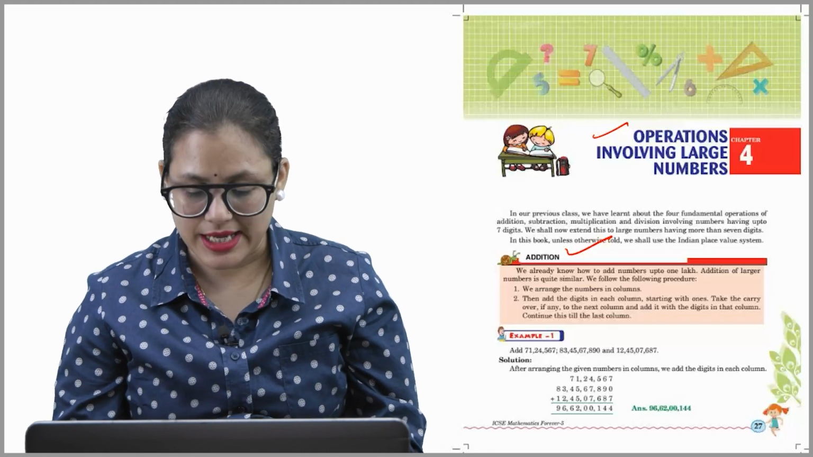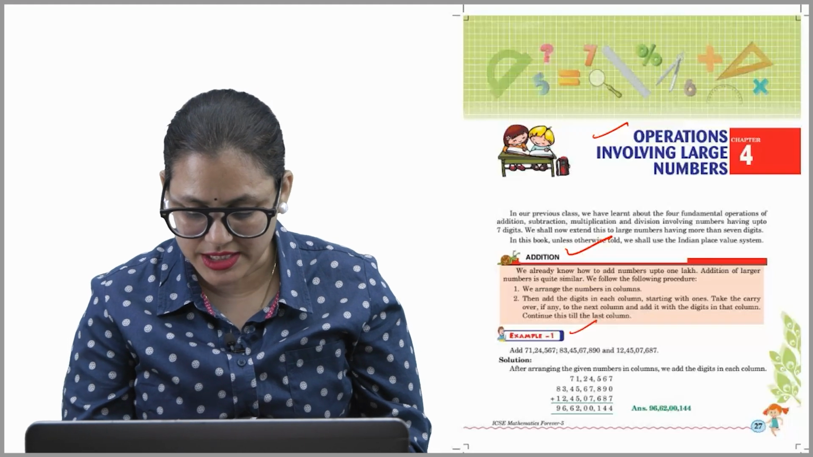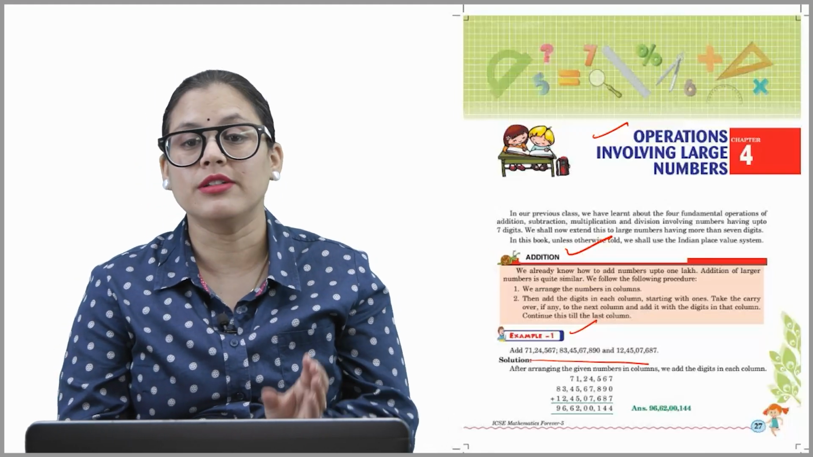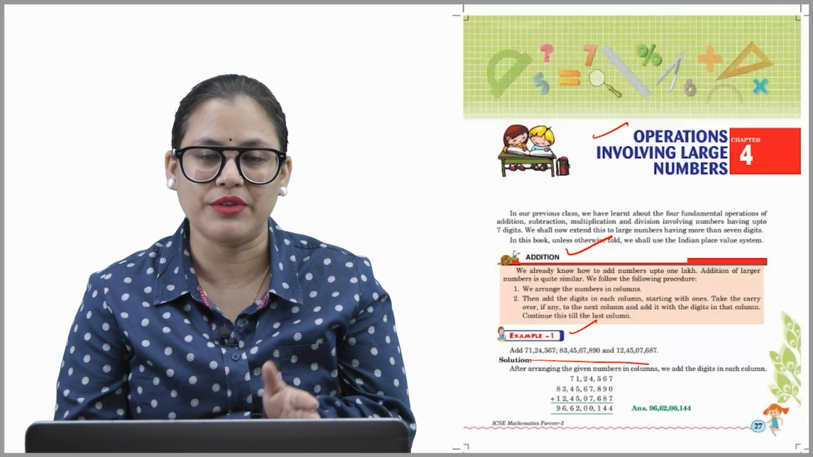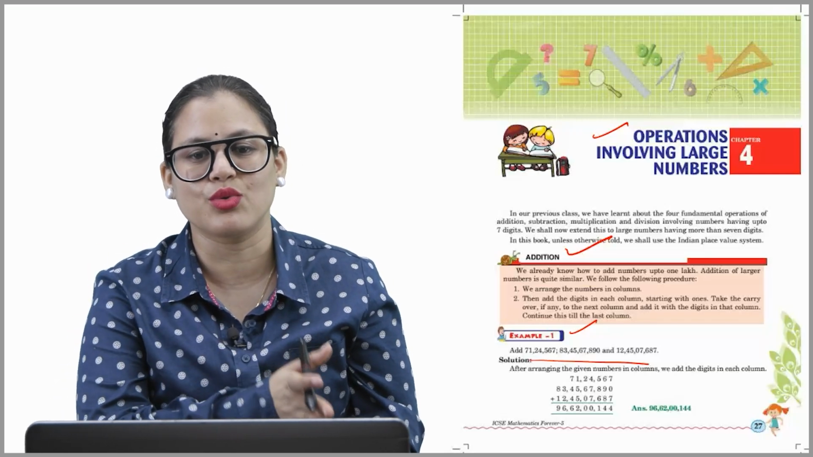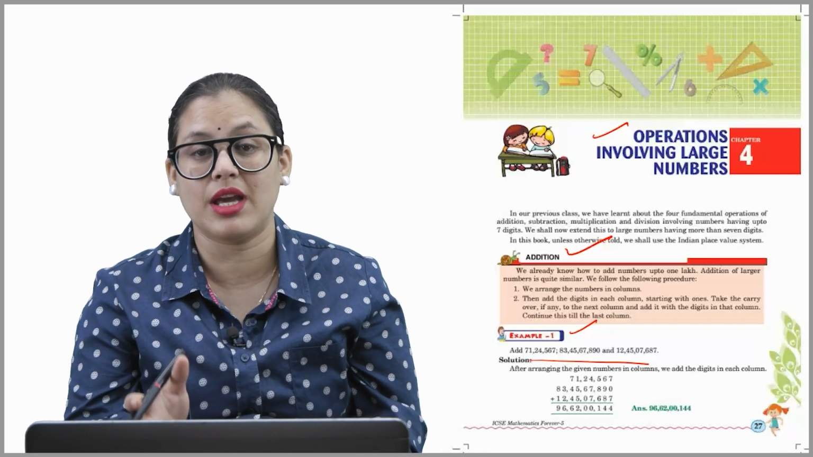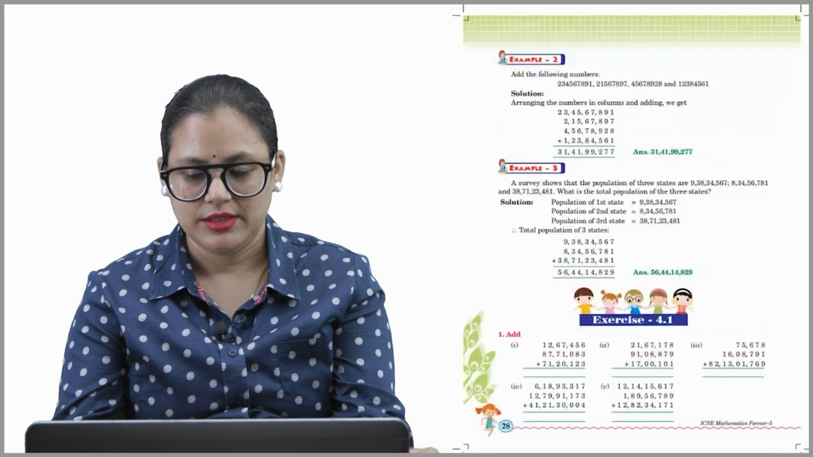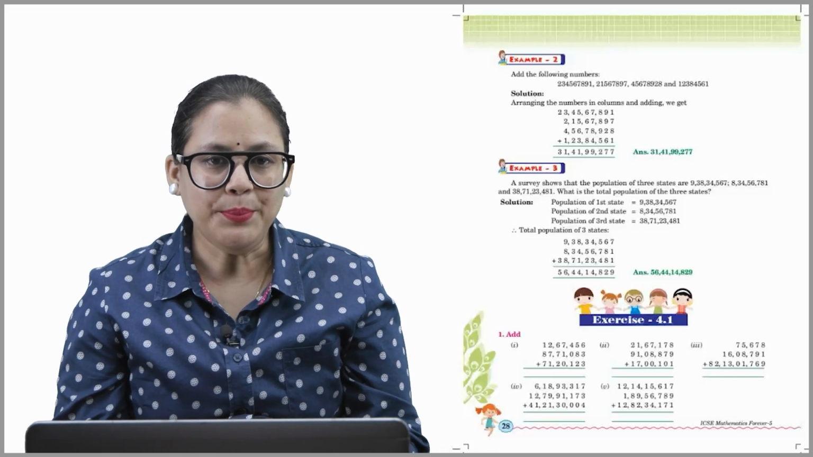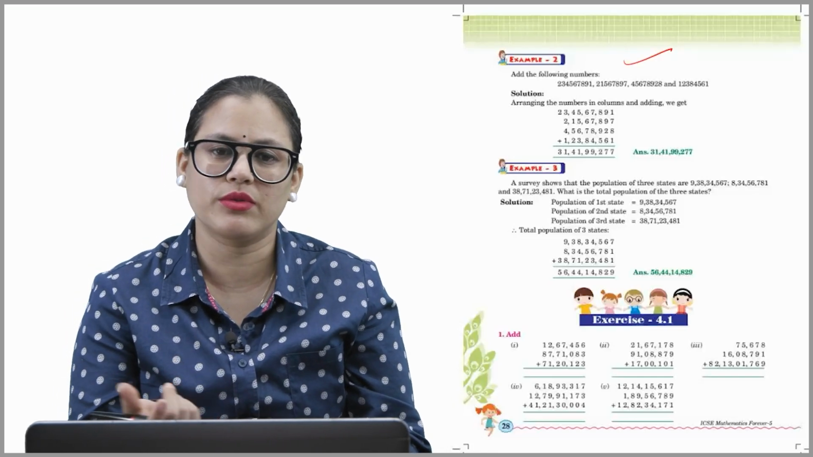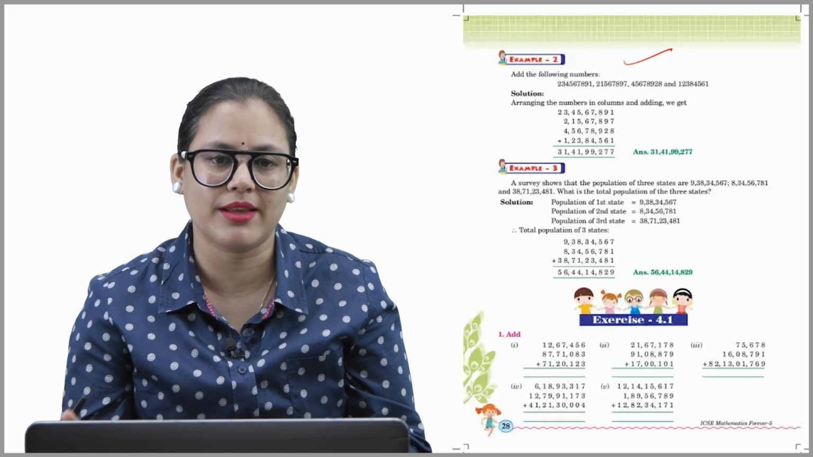Okay. So, example 1, what we have to do is first we will arrange these numbers in columns and then we will add column wise. First we'll start with ones, then we'll add tens, then hundreds and so on. And if there is any carry, then carry over. Example 2, in example 2 you have to add. So, same procedure, arrange the columns and then add.